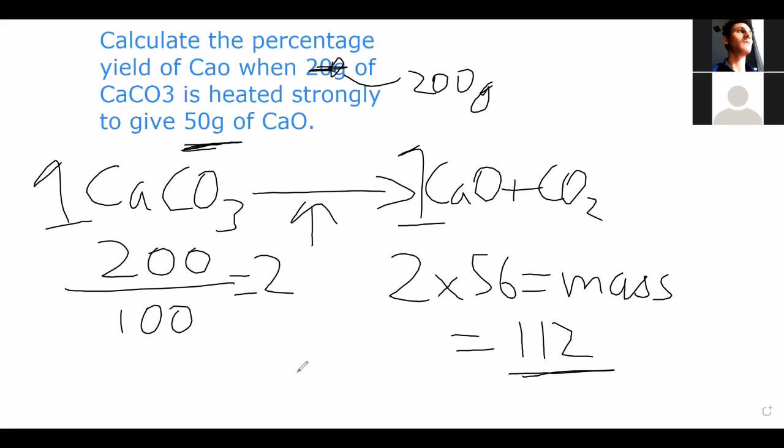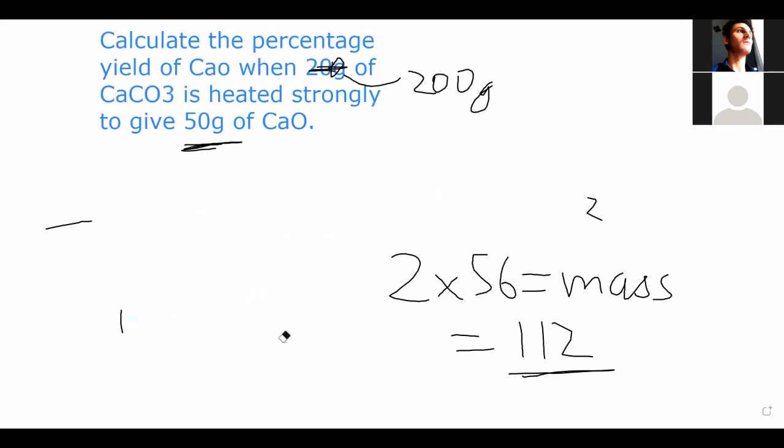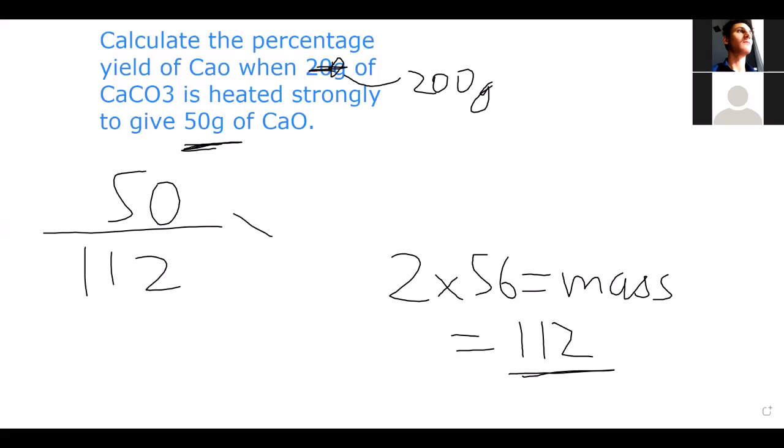Now to find the percentage yield, we'll divide the experimental value by the theoretical value and multiply it with 100. This is equals to 44.6%. This is the percentage yield.